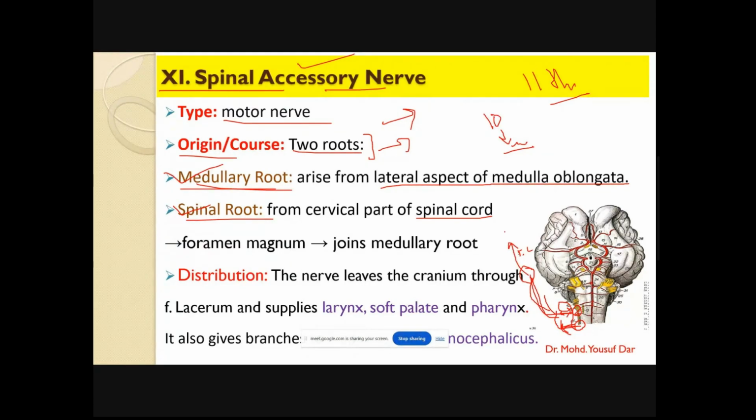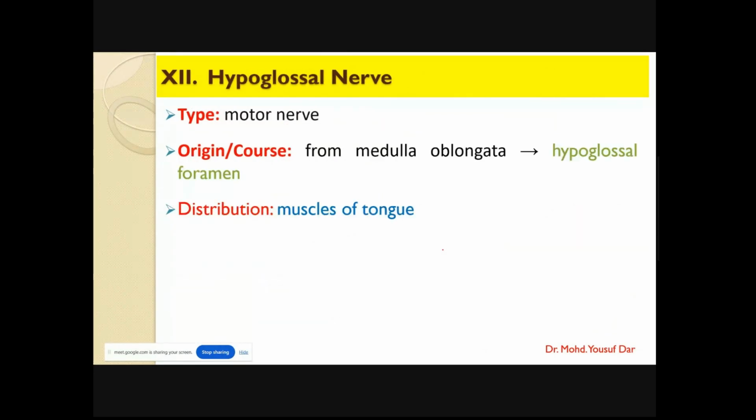Here it supplies the larynx, soft palate and pharynx, and it also gives branches to the trapezius and sternocephalicus. These two muscles, plus the larynx, soft palate and pharynx, are supplied. So this is very short about the spinal accessory; there is not much more in it.